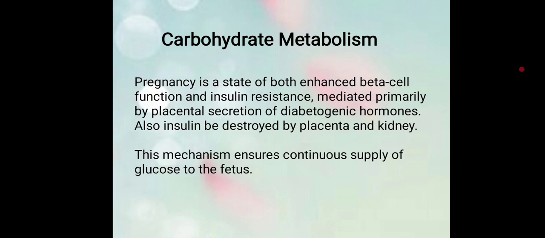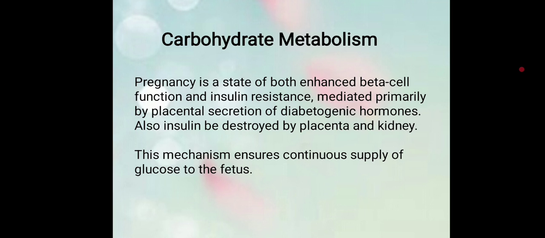These steroid hormones, mainly estrogen, progesterone, and corticosteroids, antagonize the effect of insulin peripherally. Okay. Also, insulin is destroyed by the placenta and kidney. Last lecture we said the placenta has many enzymes, including insulinase, right? Insulinase extracts insulin and the kidney excretes insulin from the body. As a result of peripheral tissue insulin resistance, there is maternal hyperglycemia. This mechanism ensures continuous supply of glucose to the fetus.